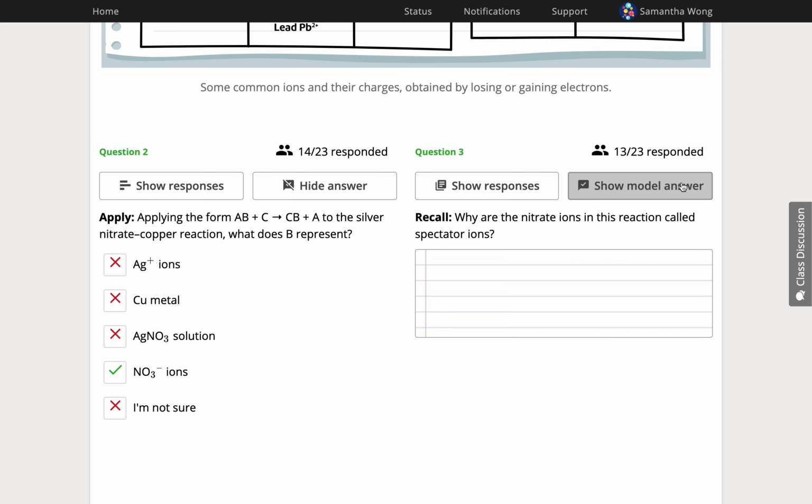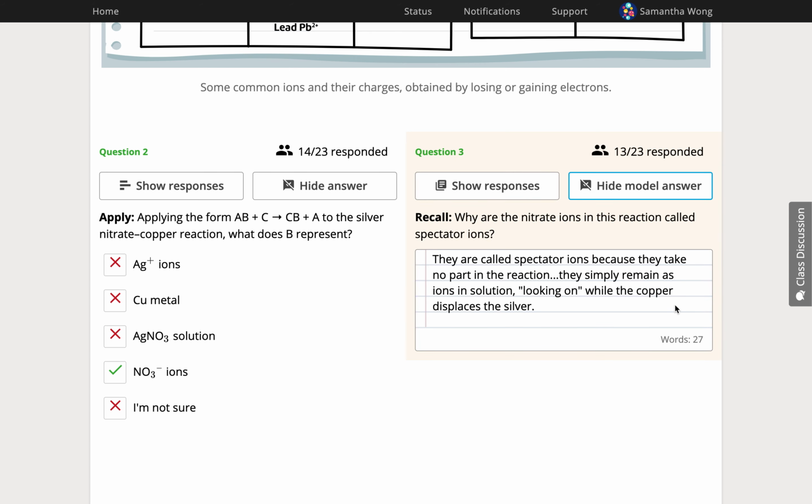But what you should get for that is that your nitrate ions are spectator ions because they take no part in the reaction. They simply remain as ions in solution looking on, while the copper displaces the silver. So think back to my audience analogy. If you're in the audience, you're just looking on. You're not contributing to it.